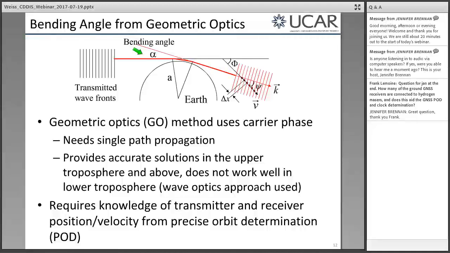I'm skipping some of the details, but this approach is actually used in the operational processing down to a tangent point altitude over the surface. That's the tangent point there of about 20 kilometers. And it doesn't work well below that, and then you get into a very complicated wave optics approach that's used. But in operational processing, both approaches are used.